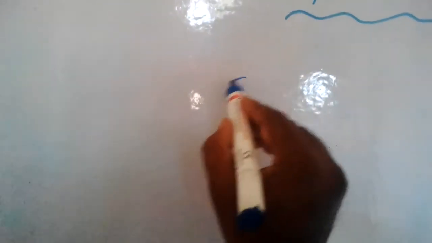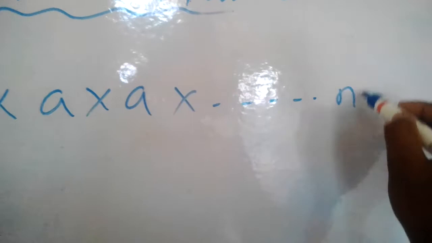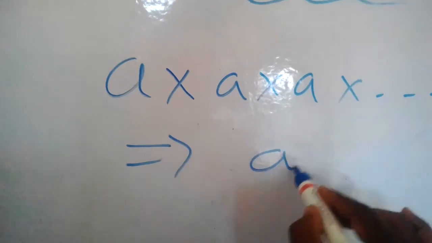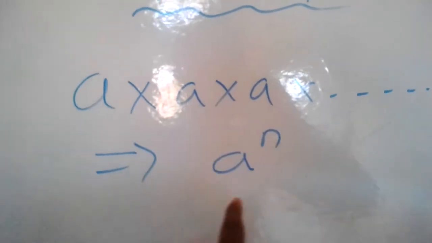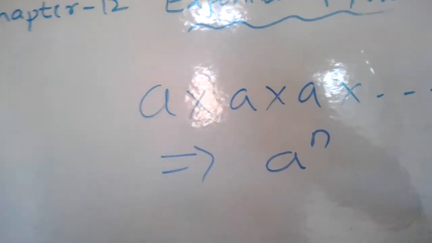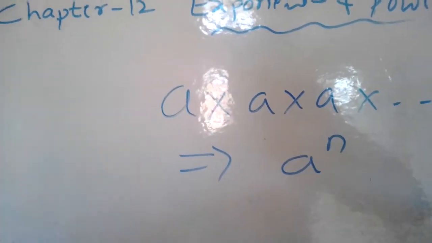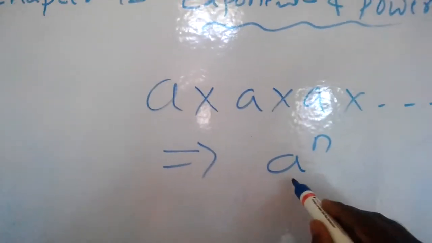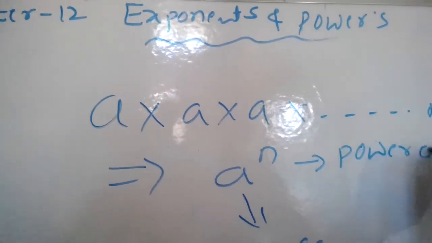Consider a number a multiplied by itself n times. The number a is multiplied by itself n times, then how to represent it? That is the mathematical representation, a raised to n. Here what does it represent? The number a is multiplied n times. This is called the exponential form, where a is the base and n is the power or index. Got it?